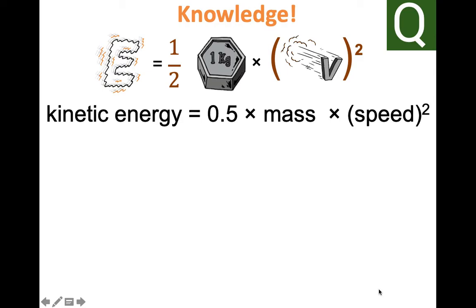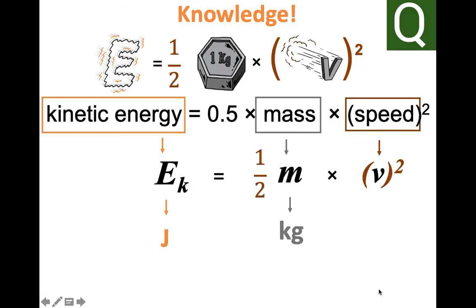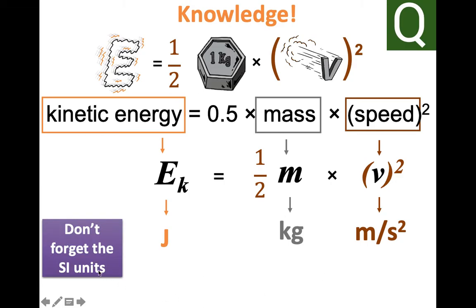Today we are looking at the physics equation for GCSE science, which is linking kinetic energy, mass and speed. In order to understand this equation, you need to know the SI units and how the equation is written, as well as how to rearrange it.